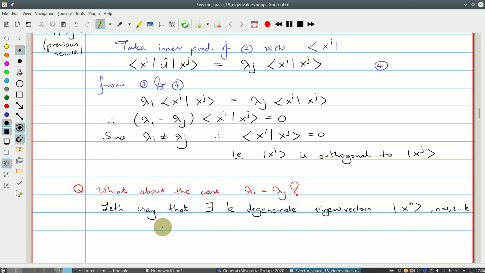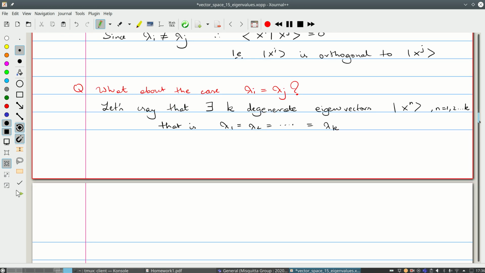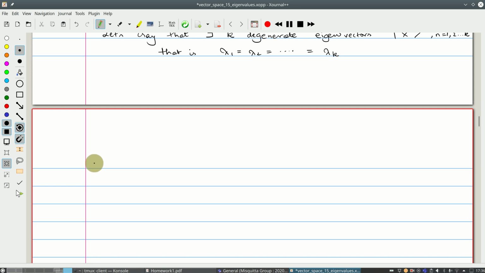So lambda 1 is equal to lambda 2 is equal to and so on, up to lambda k. These are degenerate states. Now if I took a linear combination of those xn, so consider a linear combination of the xn, let's call this x prime, and this is equal to the sum from n equal to 1 to k of coefficients cn times xn. Now any such linear combination is also an eigenvector of the operator. Let's check.